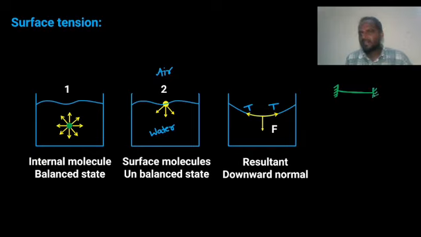Imagine this is a string or a thread. It is subjected to a vertical load. I just hung some weight W on this string. What is happening to the string if I am taking some load? This load W is placed at the midpoint of this thread or string.